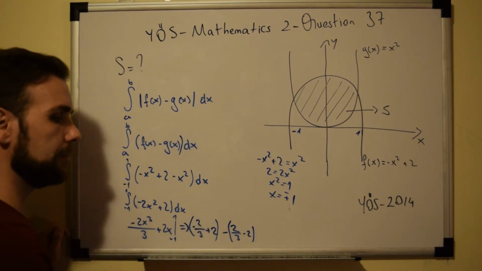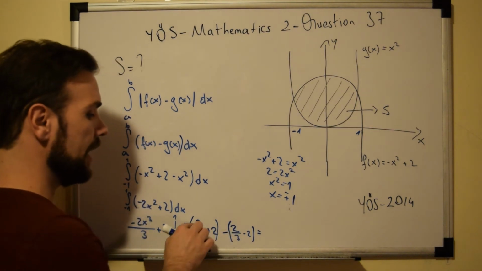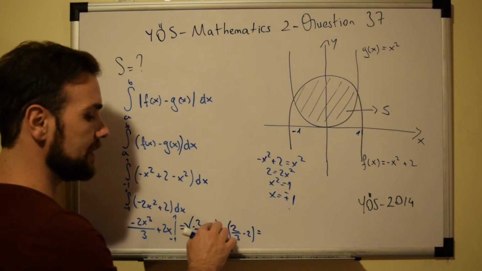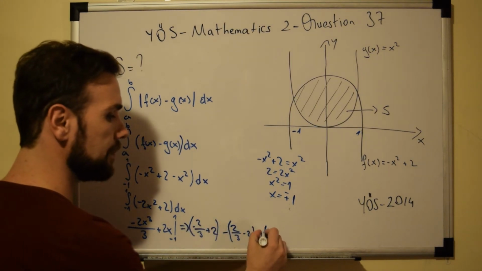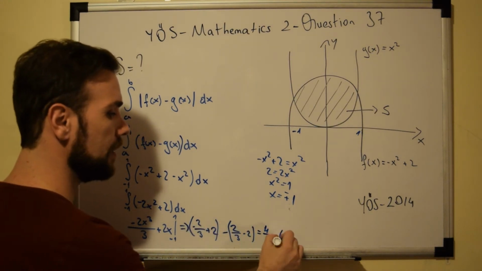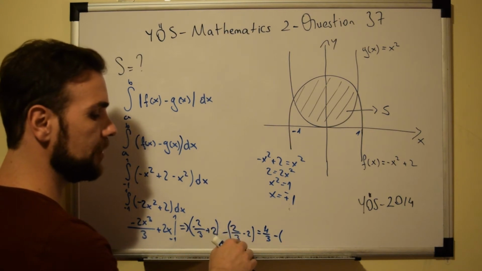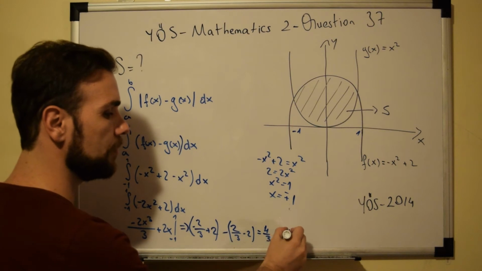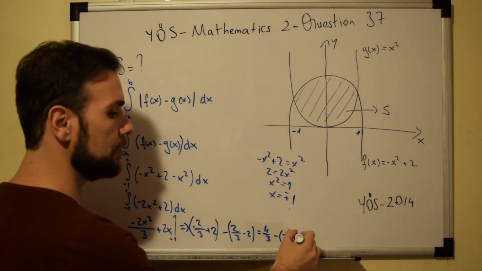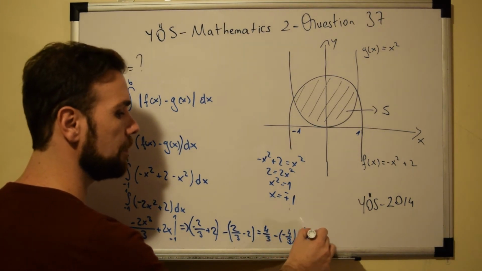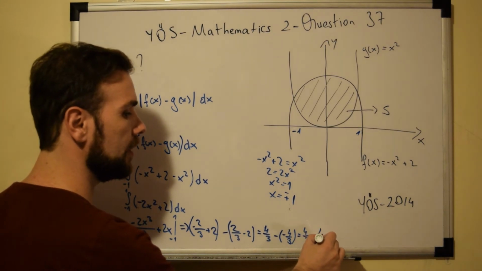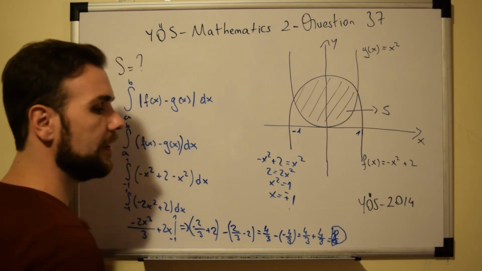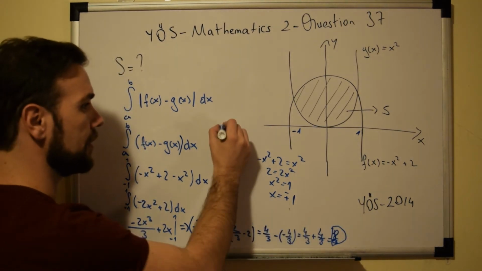Now we have to do a simple operation. The common denominator is 3, so we have minus 2 plus 6, which is 4 over 3, minus, with the common denominator 3, 2 minus 6, which is minus 4 over 3. So we have 4 over 3 plus 4 over 3, which is equal to 8 over 3, which is the final answer for this question. So I'm going to write it here.